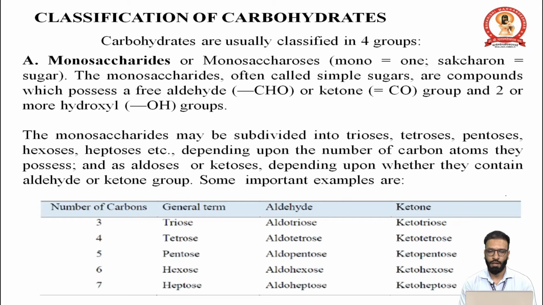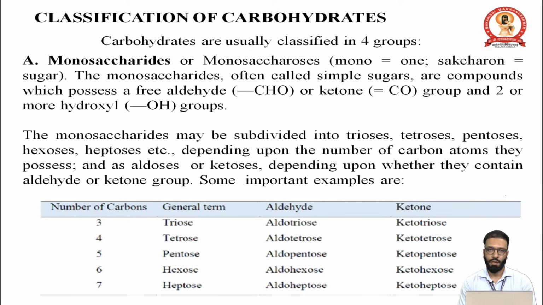So monosaccharides are often called simple sugars because they have only one sugar moiety, which possesses a free aldehyde or ketone, and it has more than 2 hydroxy groups. That's why we call them polyhydroxyaldehydes or ketones.